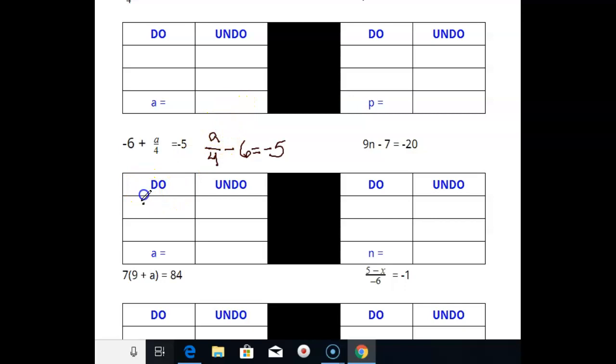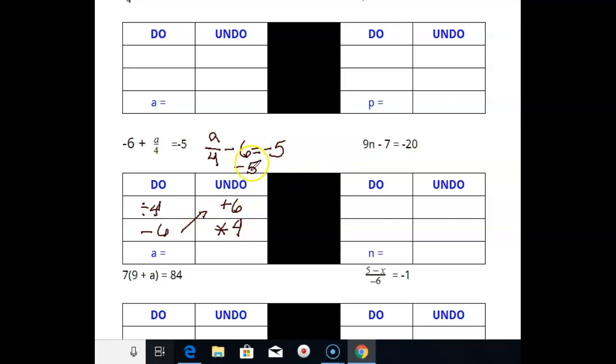Something divided by 4 minus 6 is negative 5. I'm going to undo from the negative 5, add 6, and then times 4. There's no reason these numbers are exactly the same as the first problem. I just left it that way.